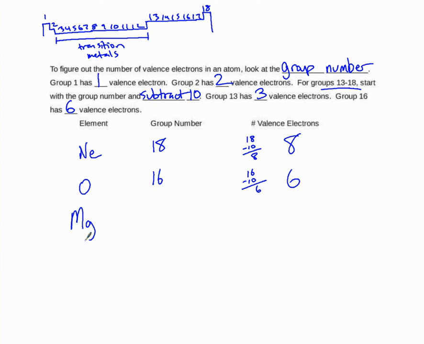This one is magnesium. Magnesium is in group 2. Since it's in group 2, it doesn't even require a calculation because we know that anything in group 2 has 2 valence electrons. And it's going to be as simple as that. This element, silicon, is in group 14. To find its valence electrons, group number minus 10 tells me that we have 4 valence electrons here.